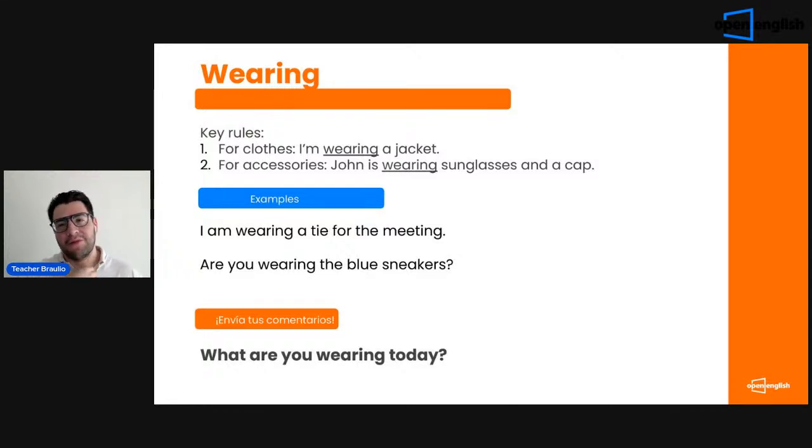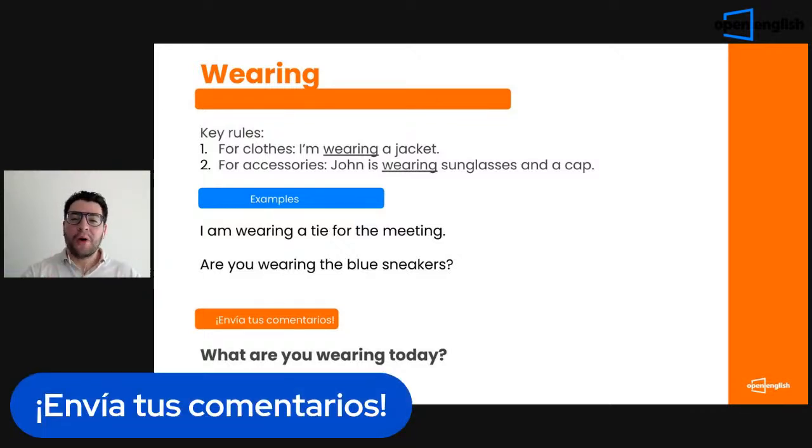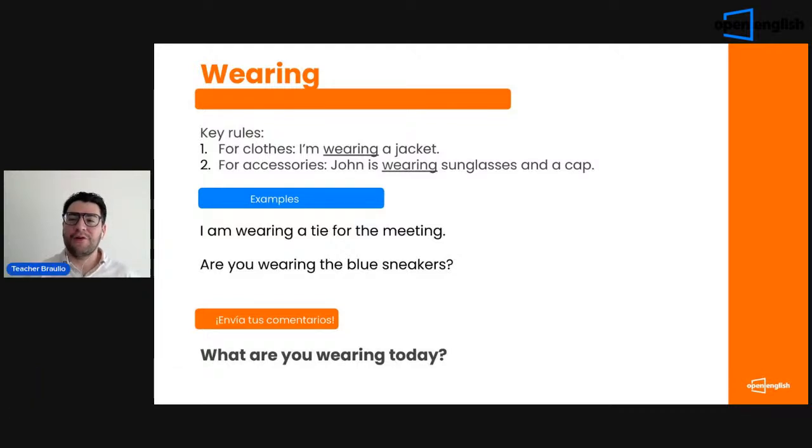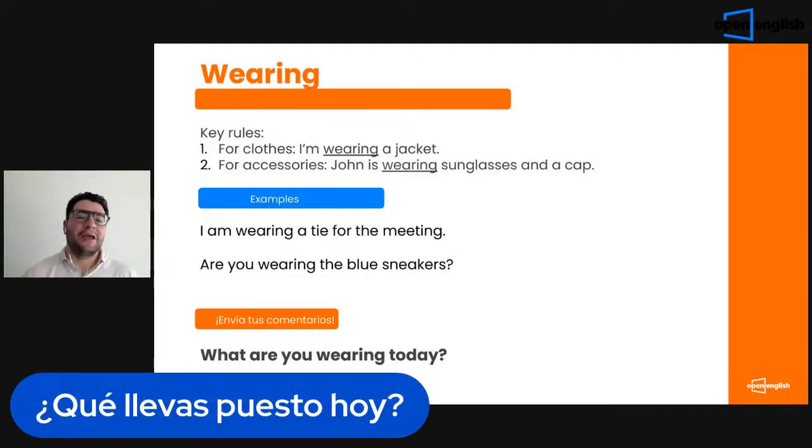A tie, that can be an accessory and also clothing. And example, are you wearing the blue sneakers? So clothing and accessories. All right. So en los comentarios, let's look at some examples. What are you wearing today? ¿Qué están usando el día de hoy? ¿Qué llevas puesto hoy? What are you wearing today?